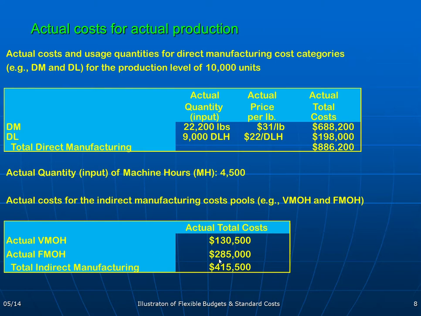And finally, fixed manufacturing overhead. We actually incurred $285,000, and our budgeted fixed manufacturing overhead was $276,000. So we have an unfavorable flexible budget variance for fixed manufacturing overhead of $9,000.